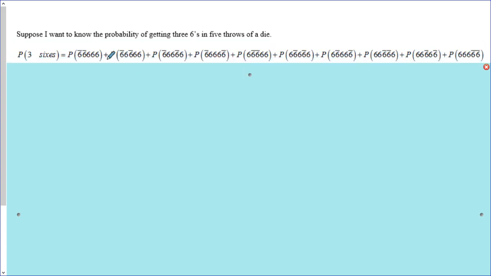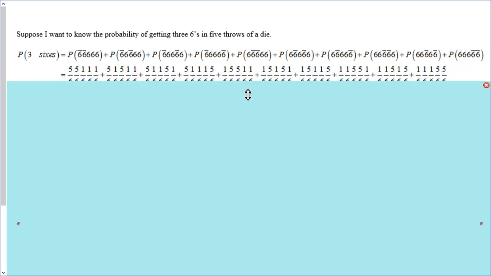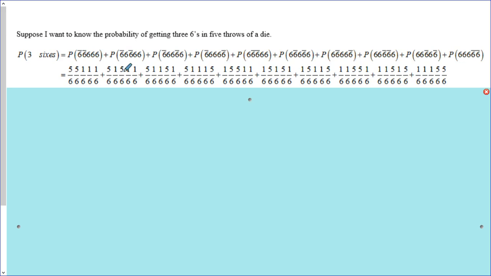I could get 2 non-6s followed by 3 6s. I could get a non-6 followed by a 6, followed by a non-6, followed by my two more 6s. I could get the first 3 throws with 6s and then 2 non-6s. So in fact, each of these different combinations, and that's exactly what they are, has exactly the same likelihood.